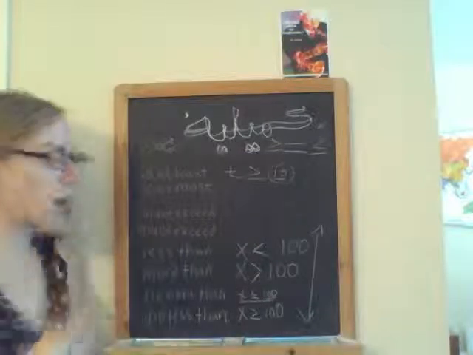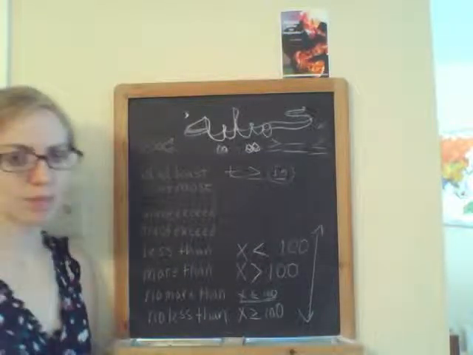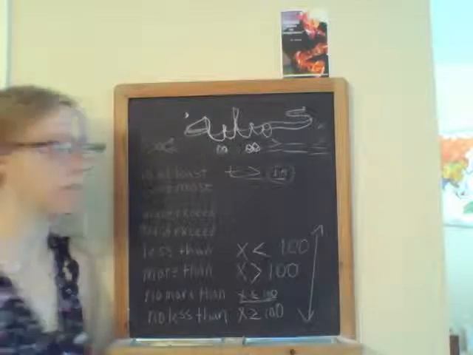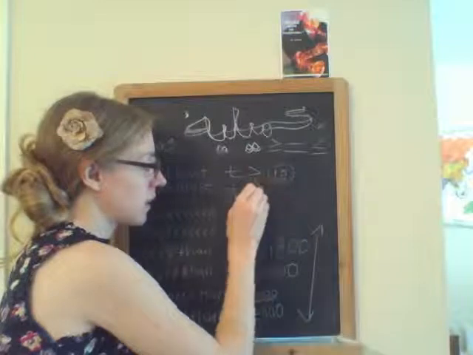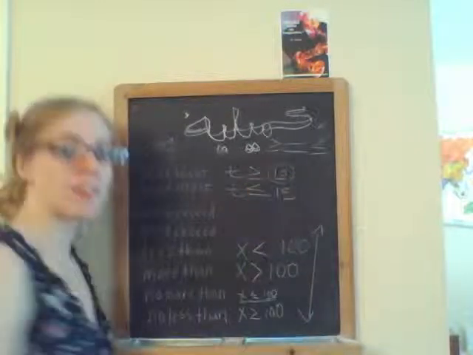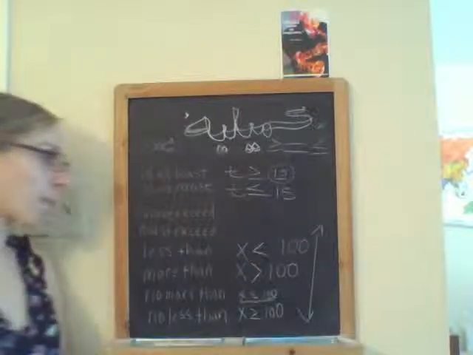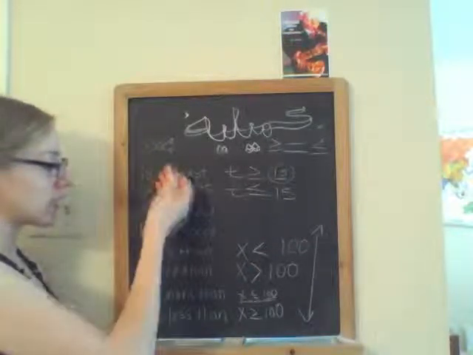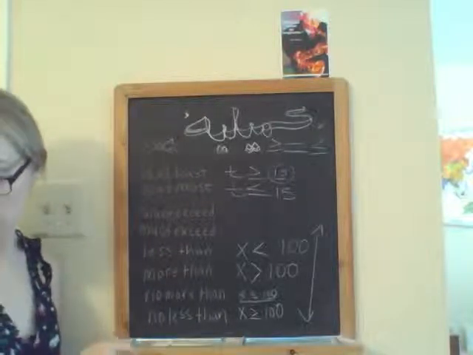And then you can do the opposite. At most. He's at most 15. So that would mean that Tommy is 15 or less. Okay, and of course you can translate these exact same expressions pretty much the same way.